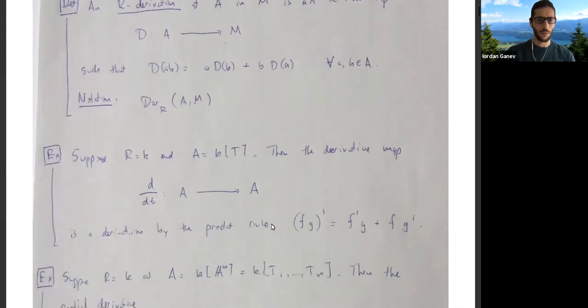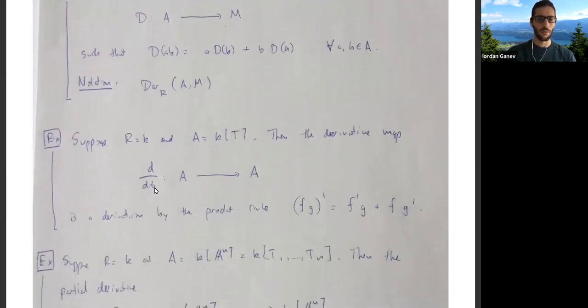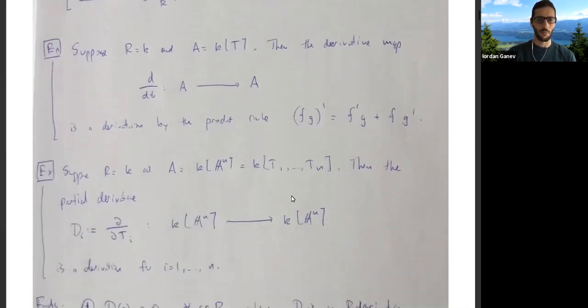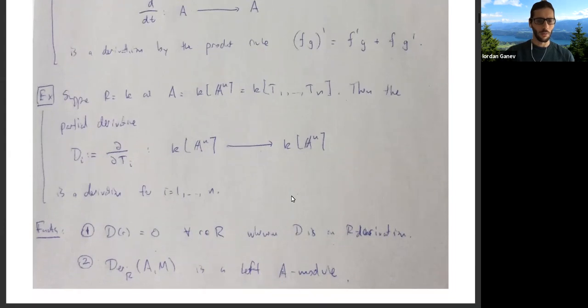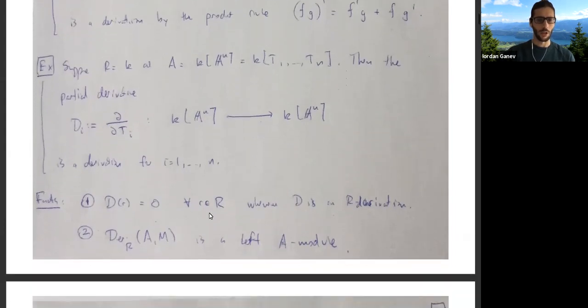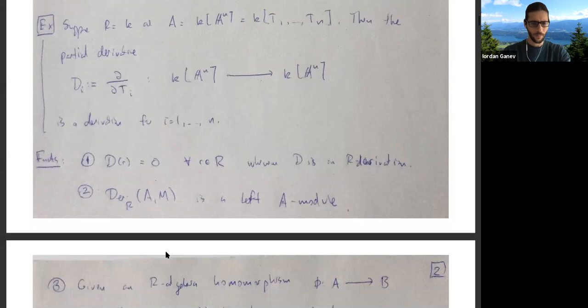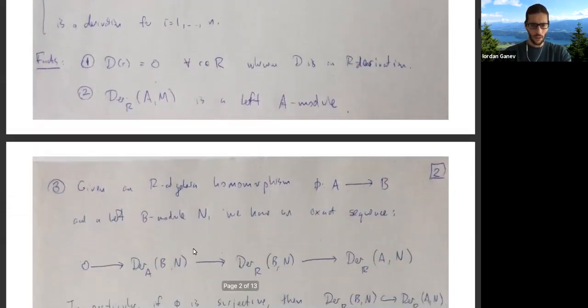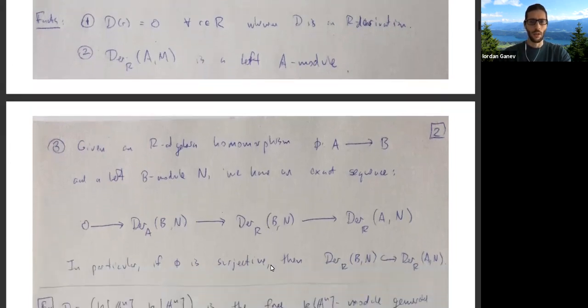And we had examples of derivations, so derivatives of, this should be a capital T here, the derivative of polynomials, the partial derivative of polynomials in multiple variables, those are all derivations. And then we saw these basic facts that derivations vanish on the ring, and they form a module structure coming from the module structure on M. So the derivations are an A-module. And anytime we have an algebra homomorphism, we get this exact sequence of maps between modules.